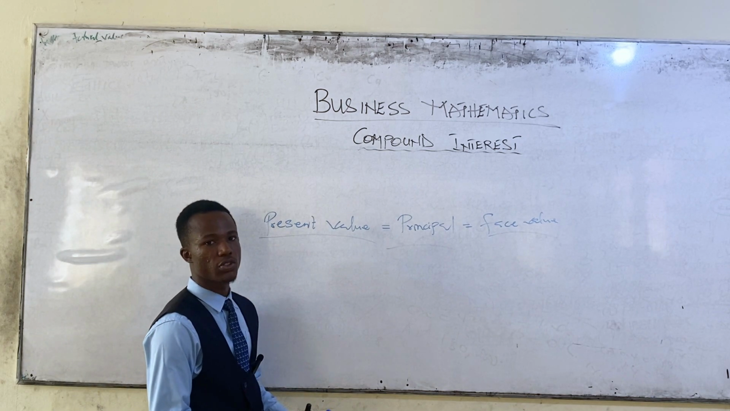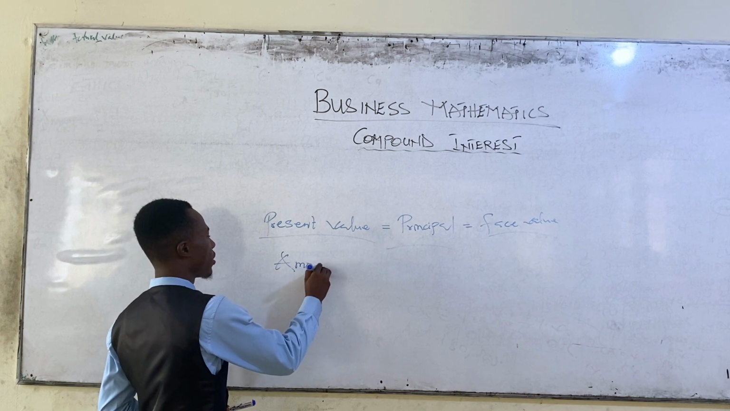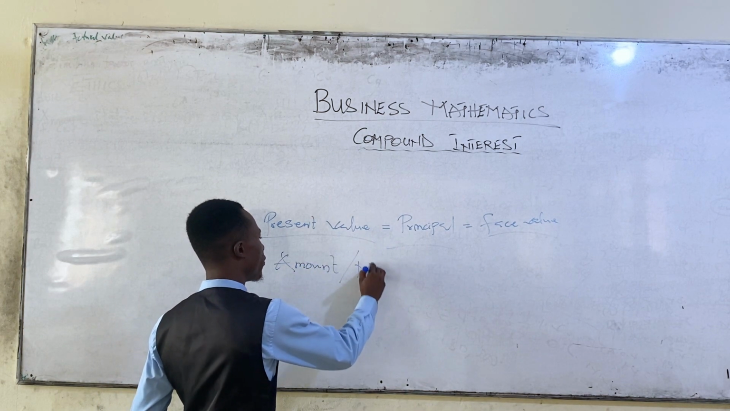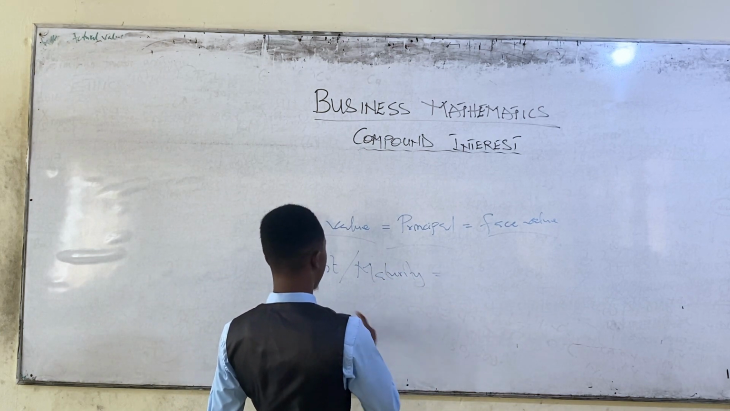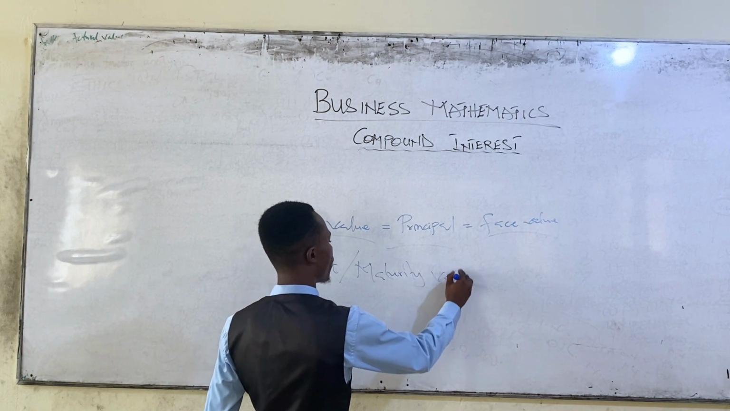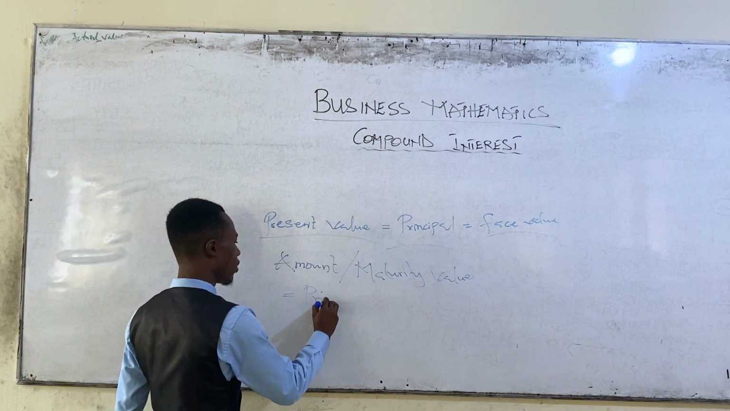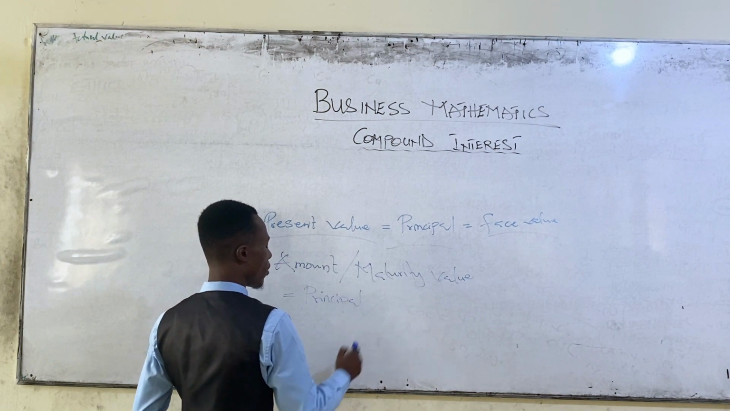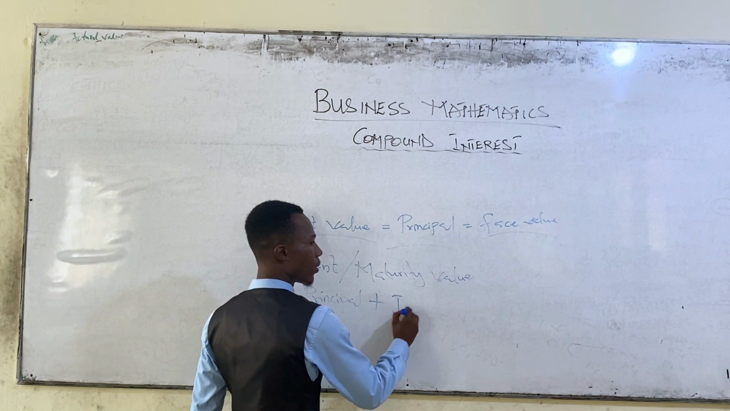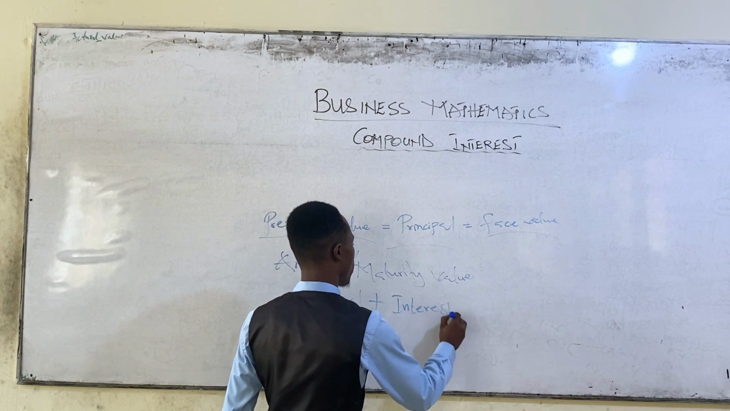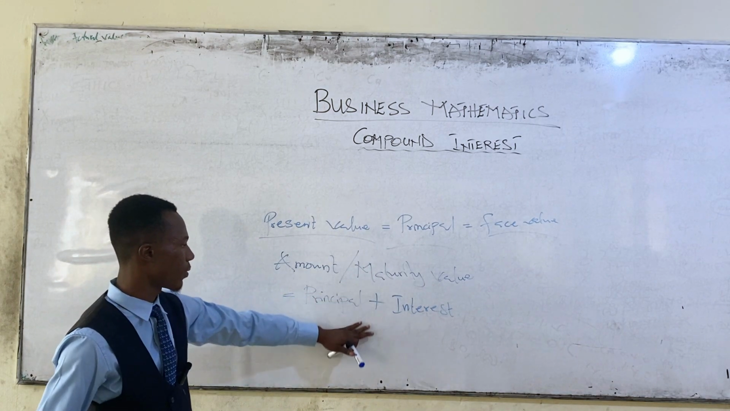Yes, then don't forget the maturity value or the amount. And I said the amount or the maturity value is the same as what? Amount is the same as maturity value. And that one is equal to what? Your principal plus interest. So that is principal plus what? Interest. So don't forget these two. Don't forget this formula.